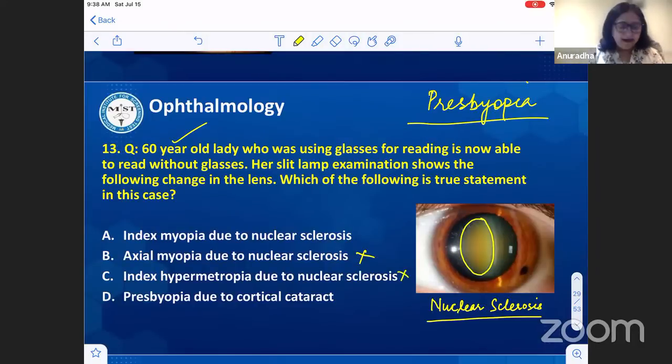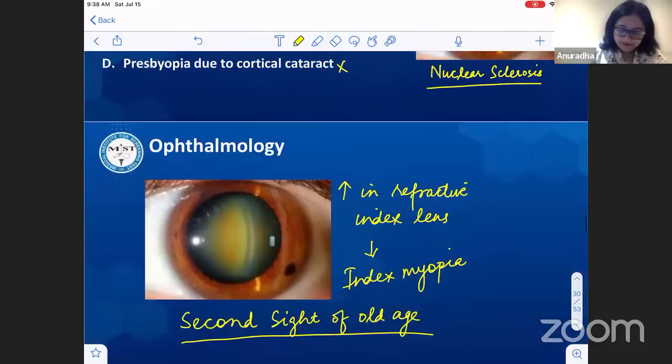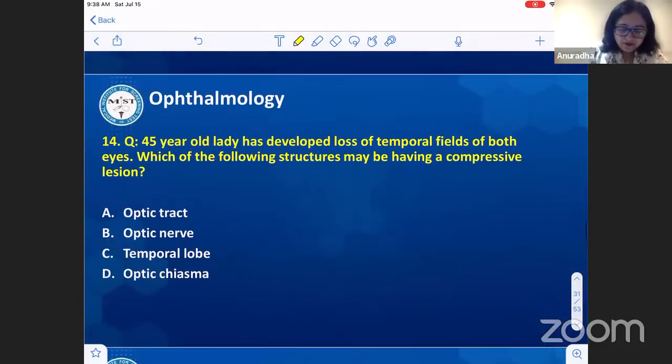Presbyopia due to cortical cataract. Presbyopia does not happen due to cataract. Presbyopia is because of the weakness of the accommodation with age. Okay, so again, this goes away. So as every one of you told me, this is a case of nuclear sclerosis causing index myopia. Yes. Okay, right. So simple enough. Moving on to the next question.